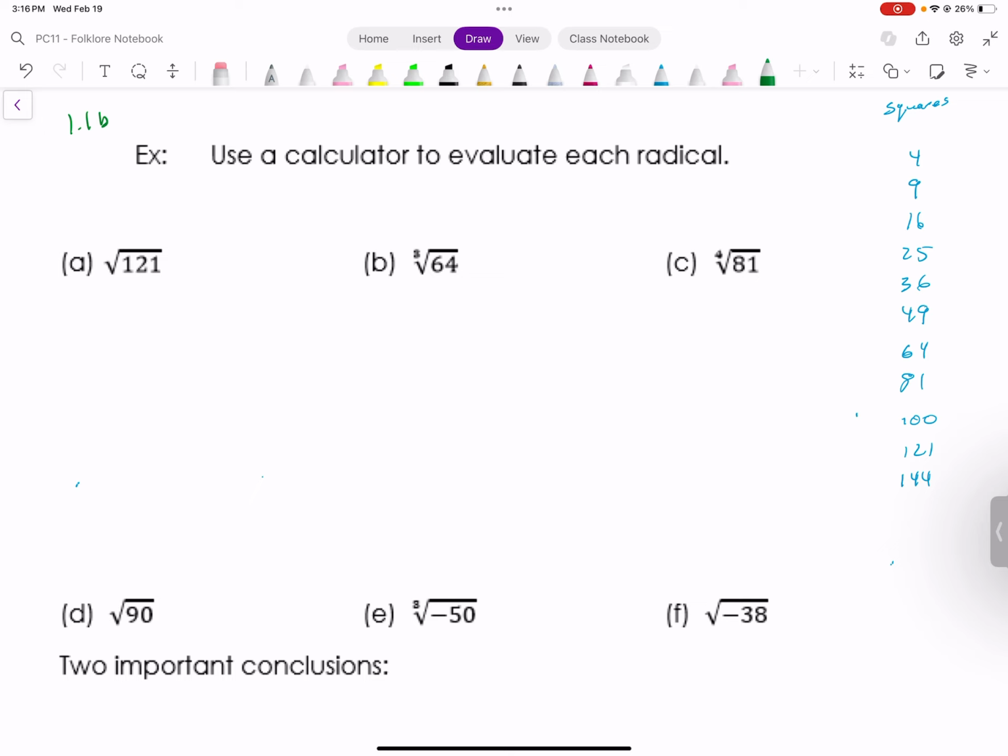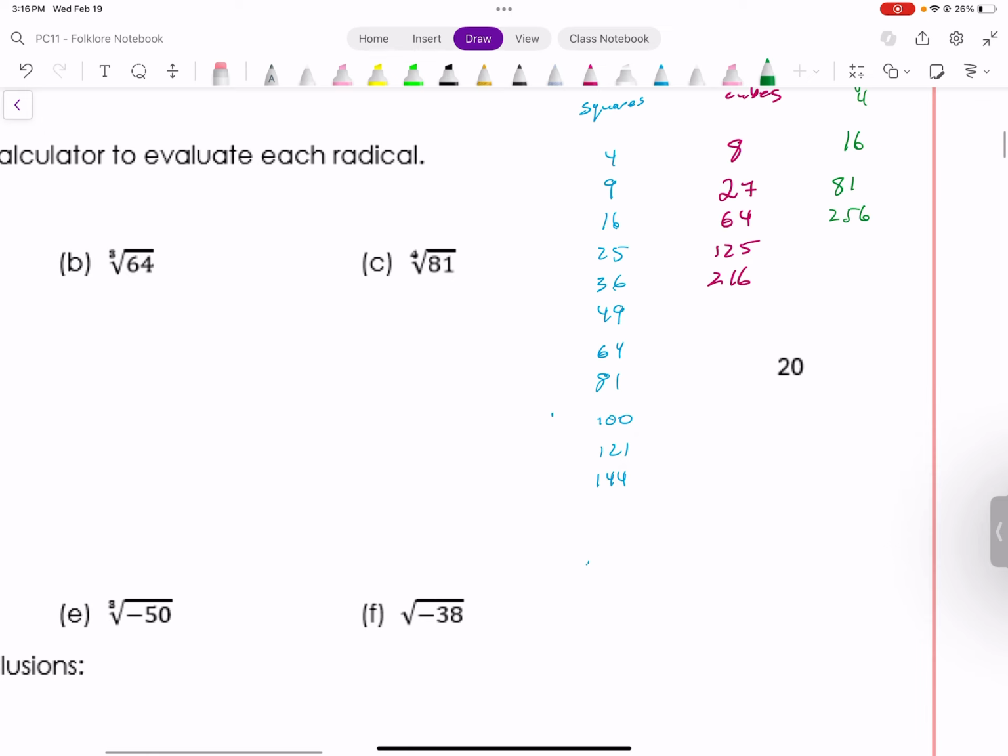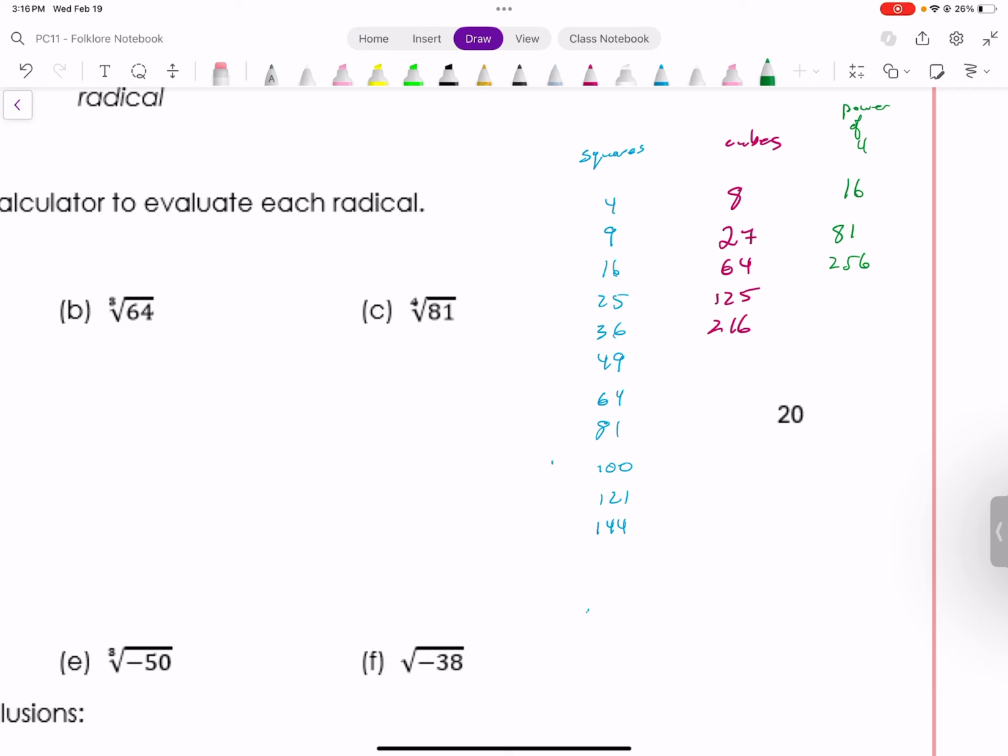What I find helpful as I go through the radical unit is to have this in my brain or written down on a piece of paper that I can easily generate and refer to. The blue are the list of perfect squares, 2 times 2, 3 times 3, 4 times 4. And the red is the list of perfect cubes, 2 times 2 times 2, 27 is 3 times 3 times 3, et cetera. Now, perfect powers of 4 as well, they're listed there. 2 times 2 times 2 times 2 is 16, 3 times 3 times 3 times 3. Anyways, you get the point.